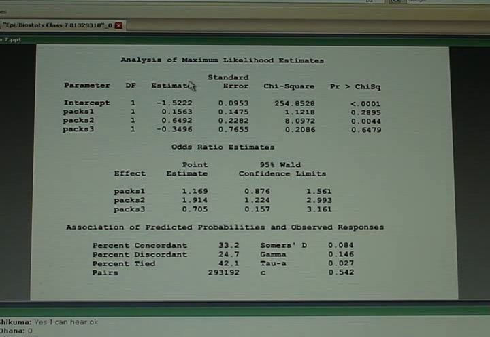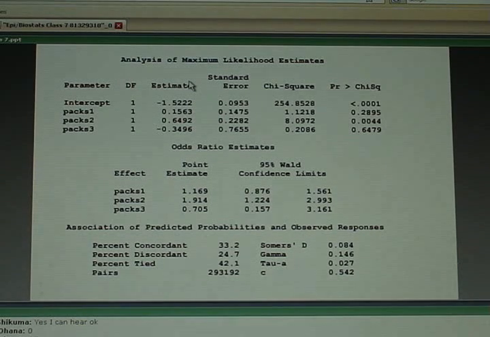Remember, PAX1 is the log odds ratio comparing a 1-pack-a-day smoker to a non-smoker. That's what that odds ratio 1.169 was from the 2x2 table, comparing just 1-pack-a-day smokers to non-smokers, leaving the 2-pack-a-day smokers and the 3-pack-a-day smokers out of the analysis. So what these tests of significance are doing on this part of the printout are specifically comparing one level of smoking to non-smokers. This first test is comparing 1-pack-a-day smokers to non-smokers. The second one's comparing 2-pack-a-day smokers to non-smokers. The third one is comparing 3-pack-a-day smokers to non-smokers, because that's what these 3 odds ratios are comparing.